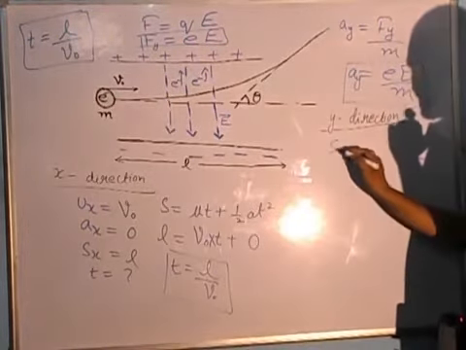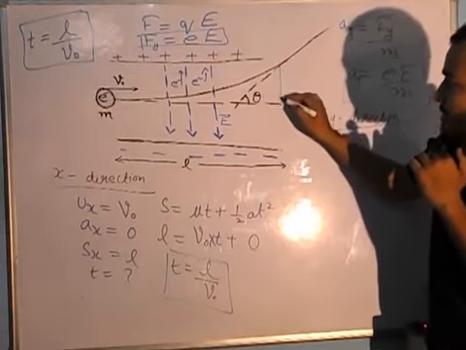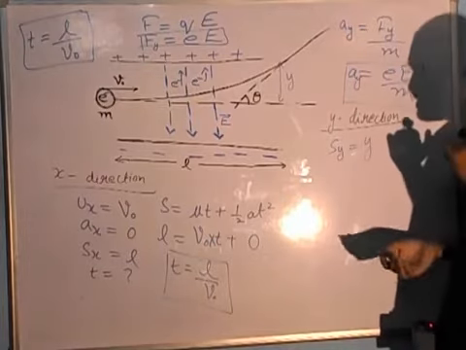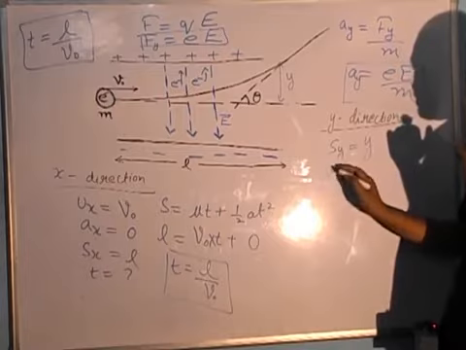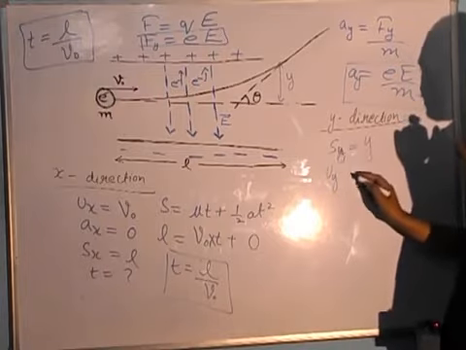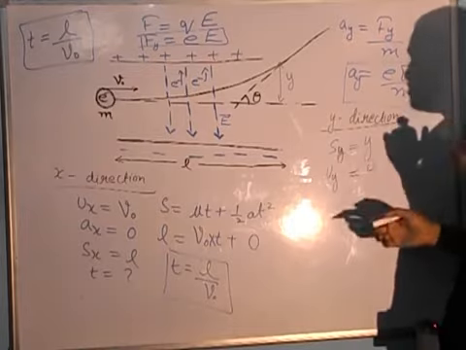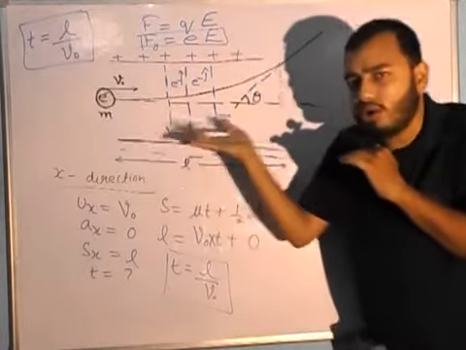The displacement in the y direction of the electron is unknown to us. Let us assume this displacement to be y. What is the velocity in the y direction of the electron? The initial velocity in the y direction must be equal to what? 0. The electron has no velocity initially in the y direction. It has entered the field horizontally.